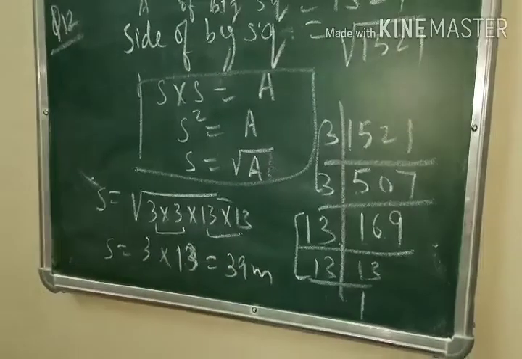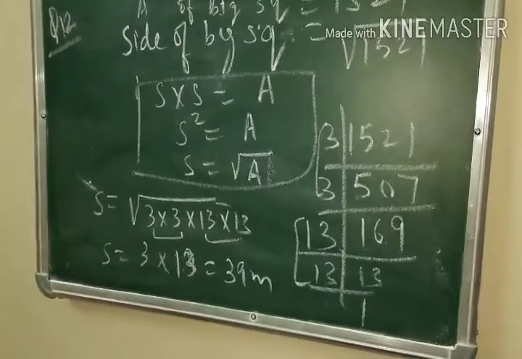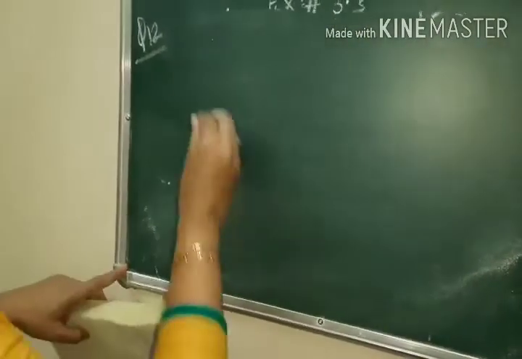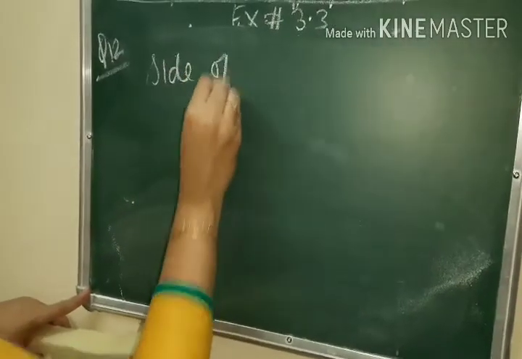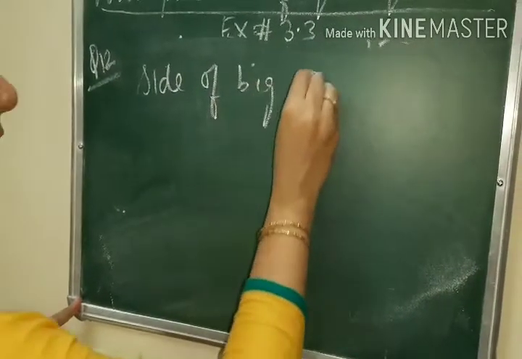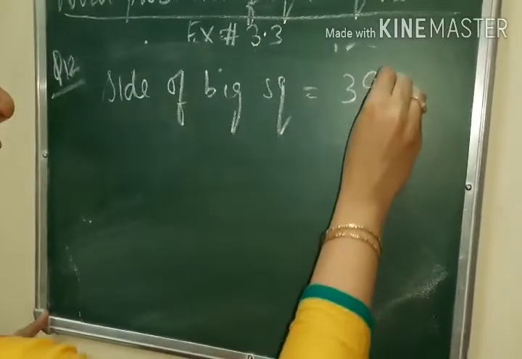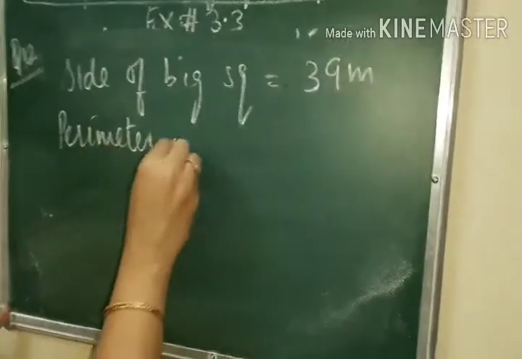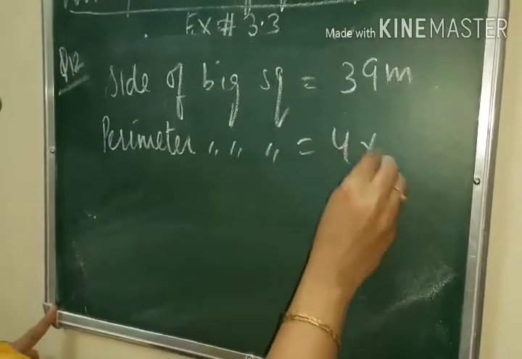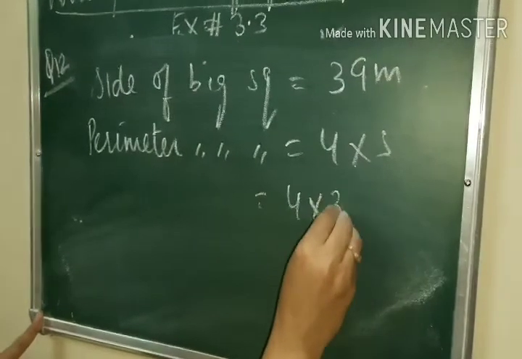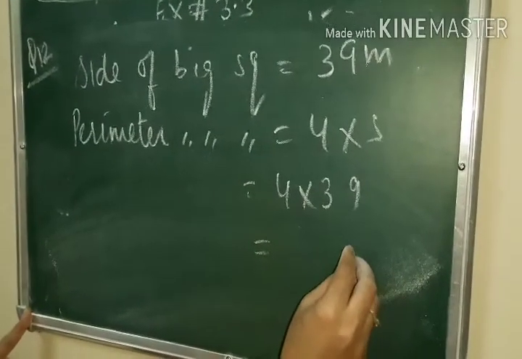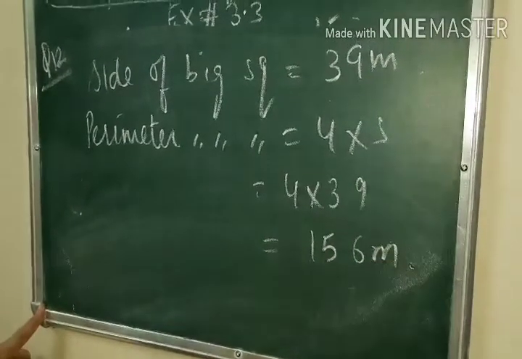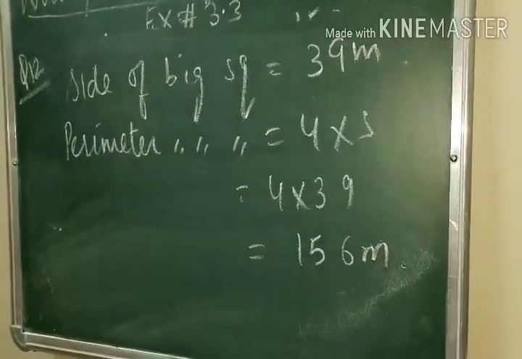Now side of bigger square we have found, it is 39. Side of big square. So we'll just write side of big square is 39 meters. And we have to find the perimeter of this big square. So perimeter of big square will be 4 into side. So 4 into 39, which is equal to 156 meters. So this is your question number 12.